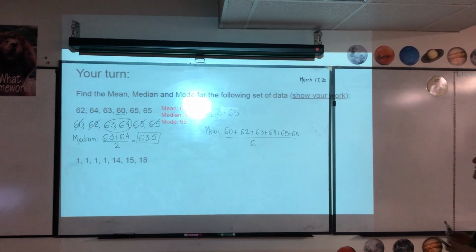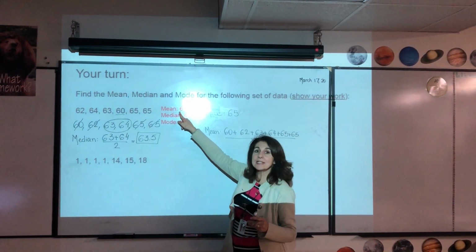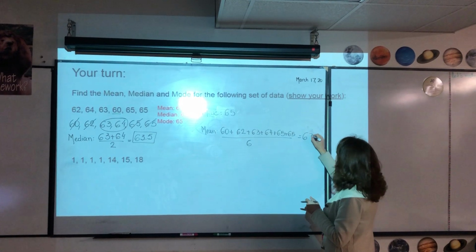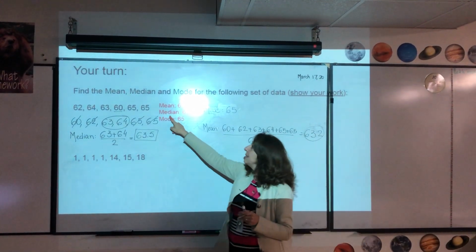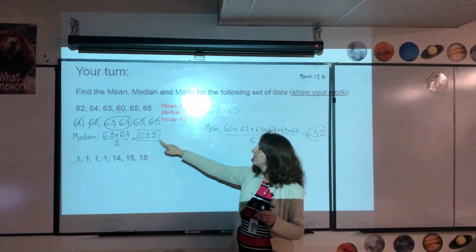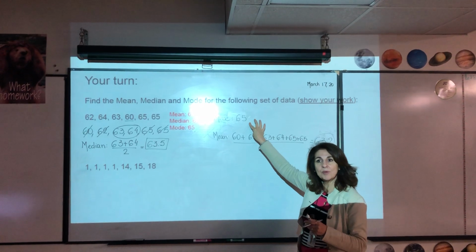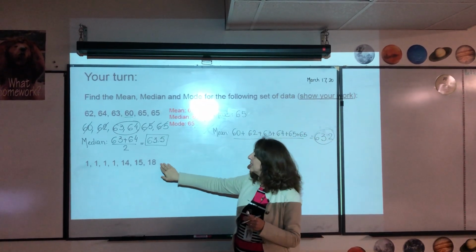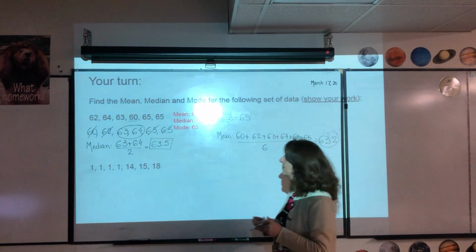So here it is. I got the answer for you. The mean, which is the average, this one over here, is the same as 63.2. The median, 63.5, right here. And the mode, 65. We found all the numbers we were looking for. So now we have this one here. This is the last example that we are going to do.